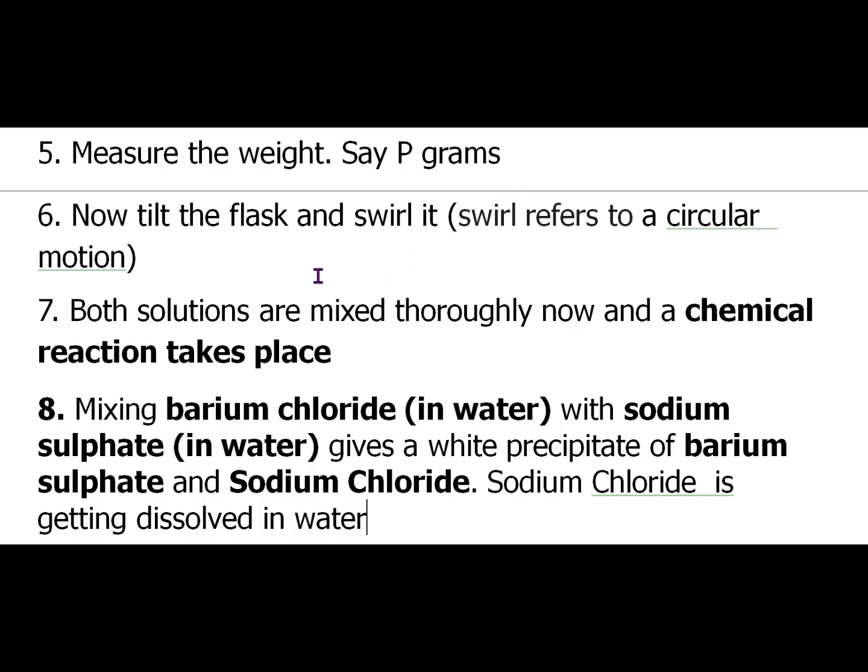Now tilt the flask and swirl it. Swirl refers to a circular motion, that is twisting. Both solutions are mixed thoroughly now and a chemical reaction takes place. Mixing barium chloride in water with sodium sulfate in water gives a white precipitate of barium sulfate and sodium chloride. Sodium chloride is getting dissolved in water. So we now see the reaction. The reaction has taken place.